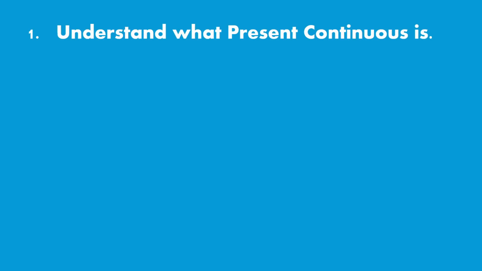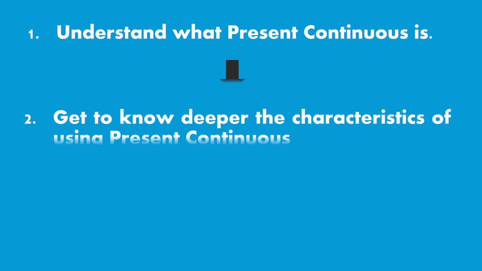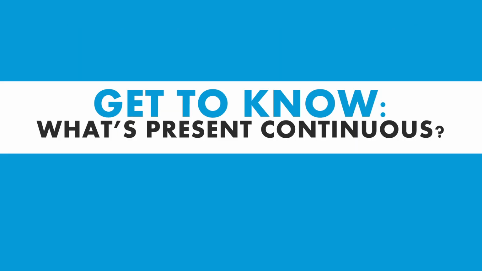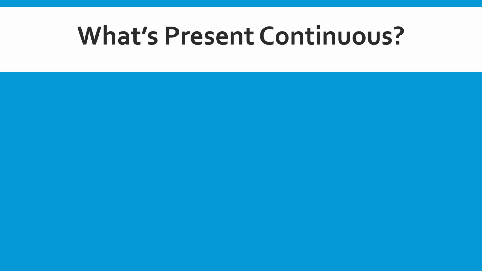First, we shall understand what present continuous is, and after that, we shall get to know deeper the characteristics of using present continuous in the second activity. Finally, we shall practice together using the present continuous in making affirmative and negative sentences. Without further ado, let us begin with the first activity of our lesson today, which is to get to know what present continuous is.